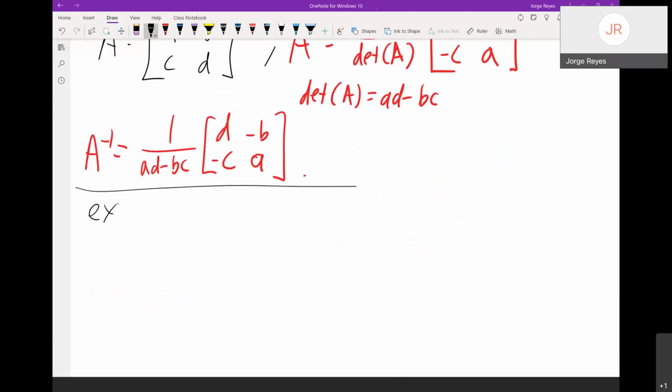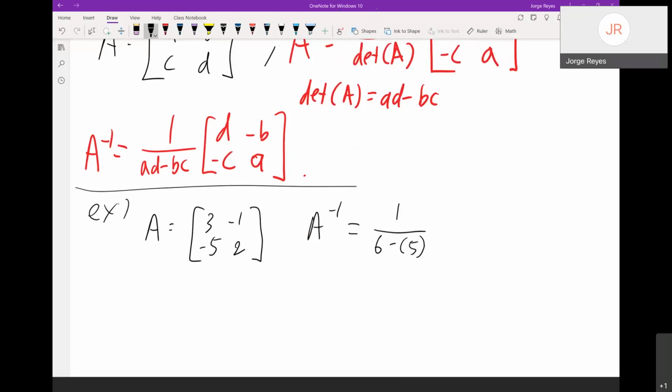So, example, let's use the matrix that we've been using. If A is 3, negative 1, negative 5, 2, what's A inverse? Well, let's use the formula. So 1 over AD, so 6, minus BC, minus negative 5, no wait, minus 5. So it's going to be 1. And then I just swap, so 2, 3, 1, 5. Because this is 1, the answer is actually 2, 1, 5, 3.